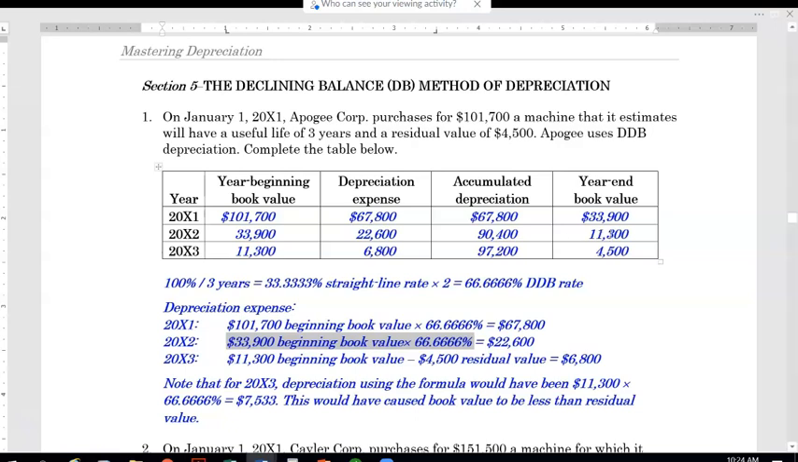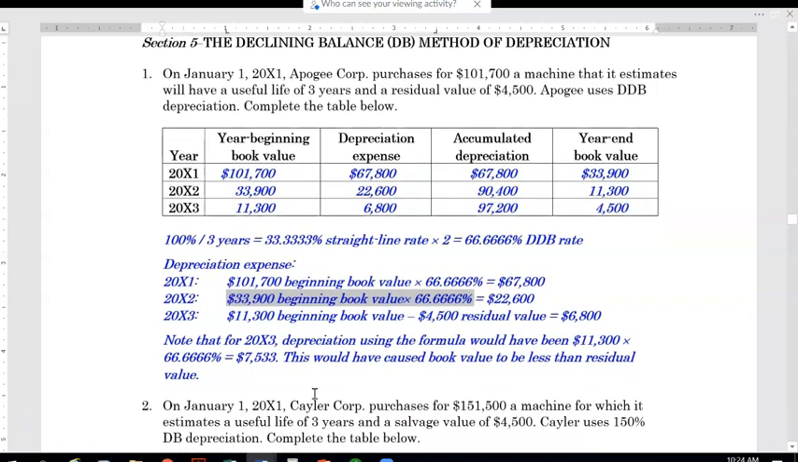11,300 end book value. We push it to the next year. That will become our beginning of year 3. 11,300 times 66.66%. Let's see if I have that. Yes, here. 11,300 times 66.66% is 7,500, right?